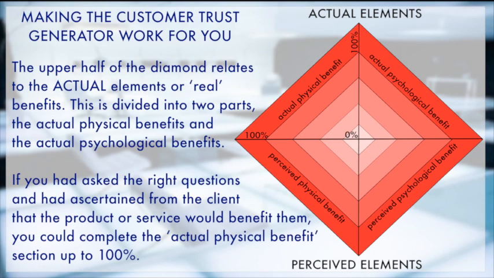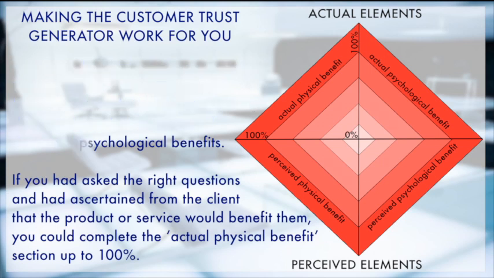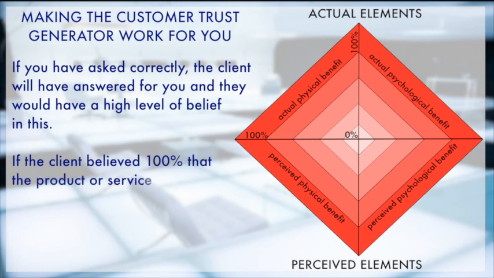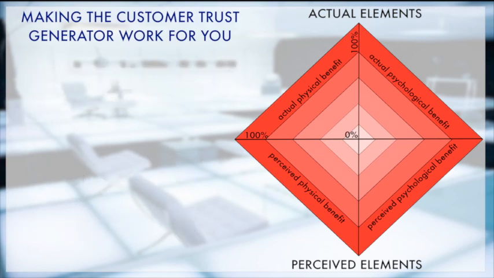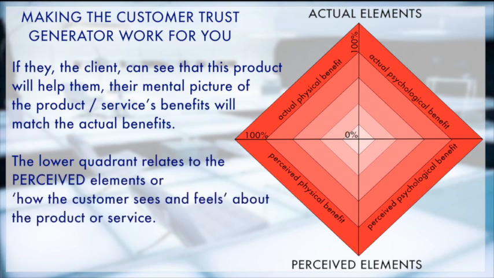If you'd asked the right questions and had ascertained from the client that the product or service would benefit them, you could complete the actual physical benefit up to 100%. If you'd asked correctly, the client will have answered for you and they would have had a high level of belief in this. If the client believed 100% that the product or service would benefit them, the actual psychological benefit quadrant could also be completed to 100%. If the client can see that this product will help them, their mental picture of the product, service or services benefits will match their actual benefits.